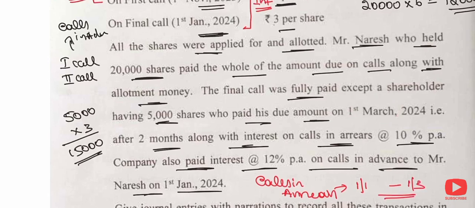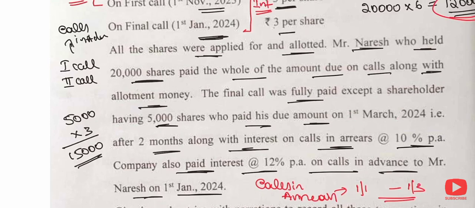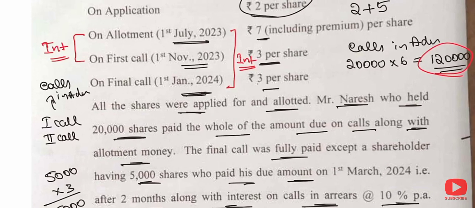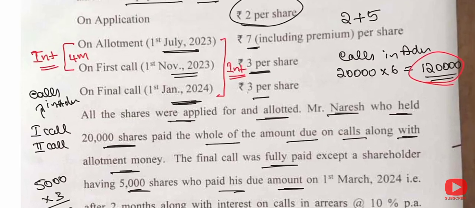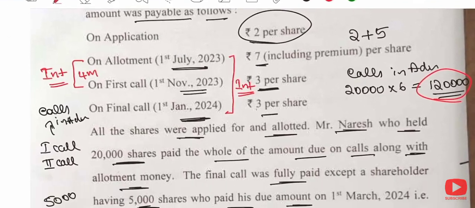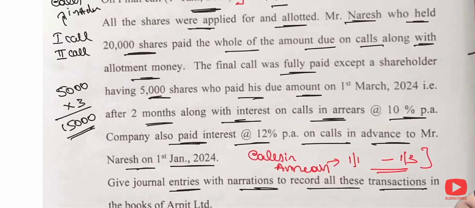So 2 months interest. Out of the calls in advance of 1,20,000, 60,000 is the first call amount. For 60,000, you're going to calculate interest from 1st July onwards to 1st November. July, August, September, October, 4 months interest. The other 60,000, the second 60,000, you're going to calculate interest from July, August, September, October, November, December, 6 months. And for interest on calls in arrears, it is for 2 months.